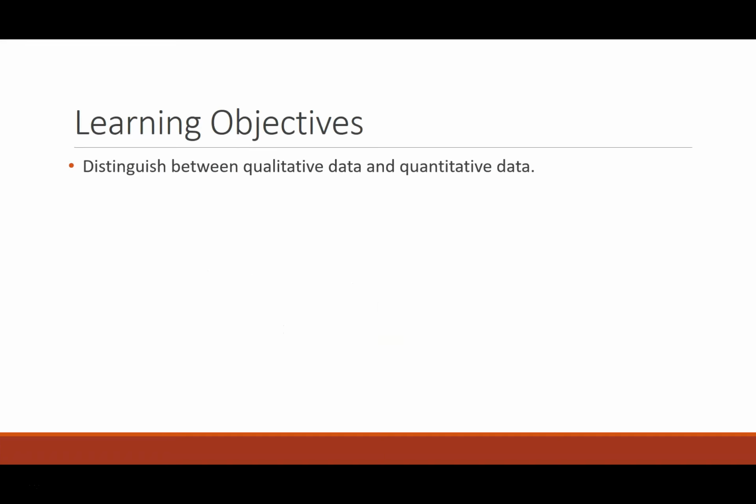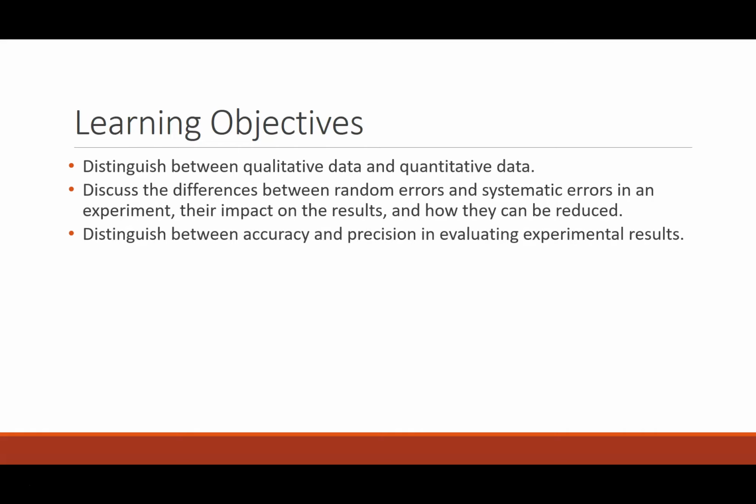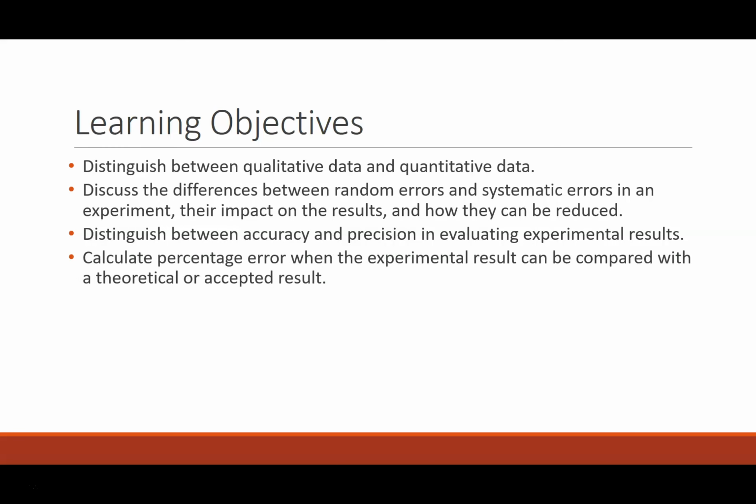After watching this video, you will be able to distinguish between qualitative data and quantitative data, discuss the differences between random errors and systematic errors in an experiment, their impact on the results, and how they can be reduced, distinguish between accuracy and precision in evaluating experimental results, calculate percentage error when the experimental result can be compared with a theoretical or accepted result. Let's get into the lesson.